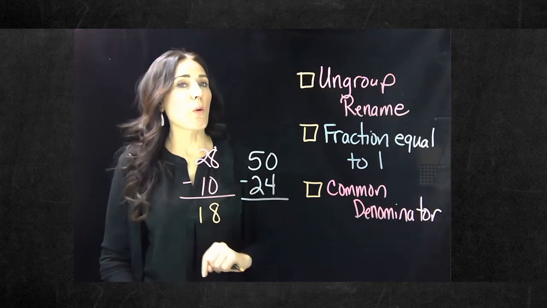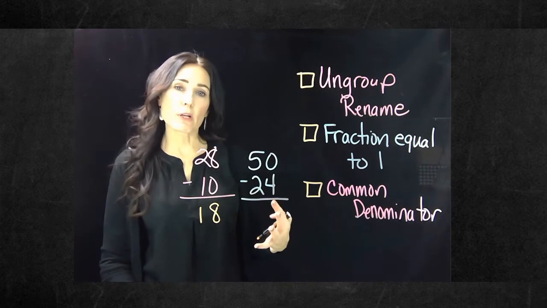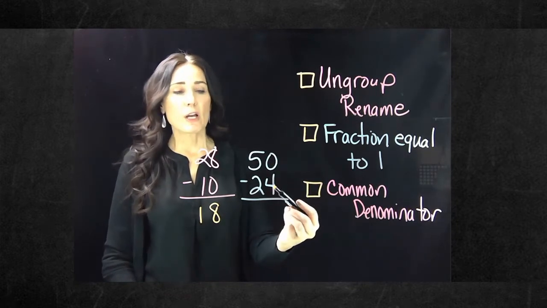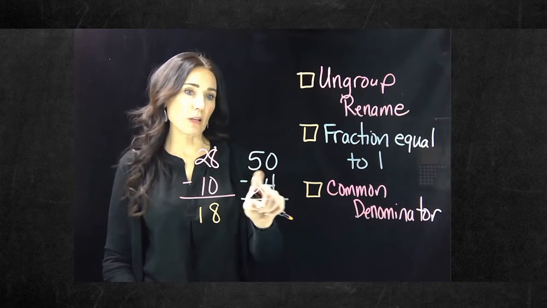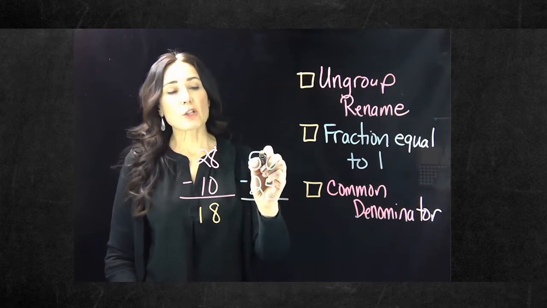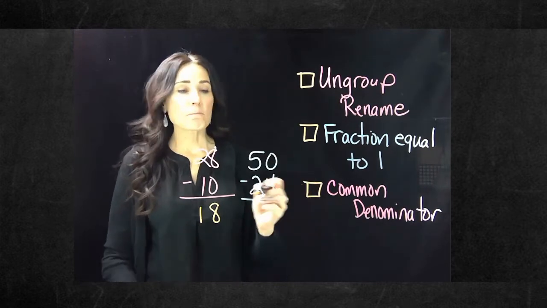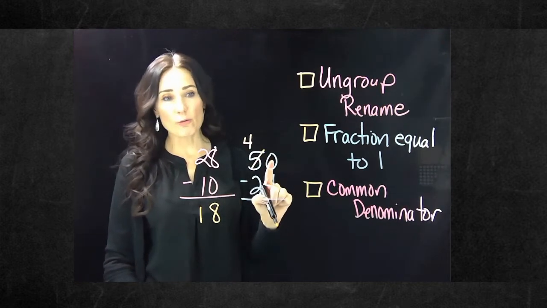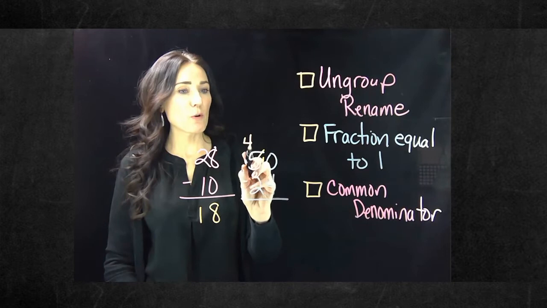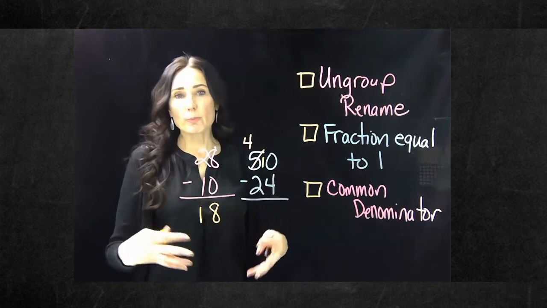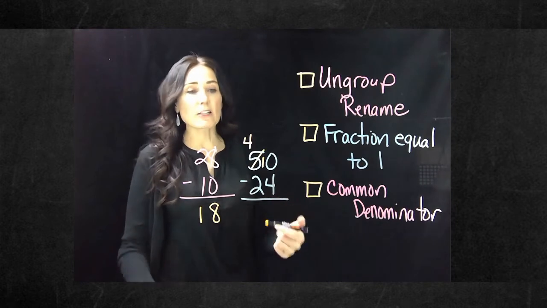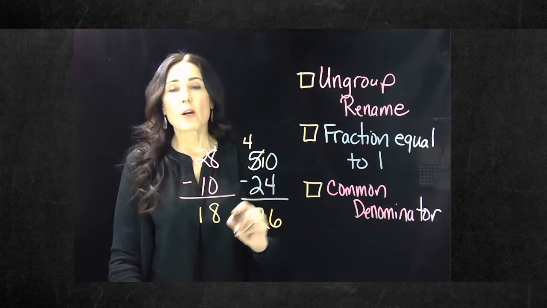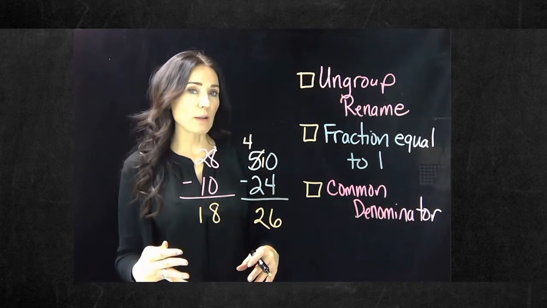However, when you have a 0 on the top, you actually have to do what we call ungrouping and renaming. So we know we can't take 0 minus 4. So what we have to do is ungroup the 50. We have to turn this into 40 plus 10. So we basically make this 50 into 40, and then we bring our 10 over. So we still have 10 plus 40 equals 50. We call that ungrouping and renaming so we can subtract. So now we can take 10 minus 4 is 6, and 4 minus 2 is 2. We're going to use this same skill with subtracting a whole number from a mixed number.